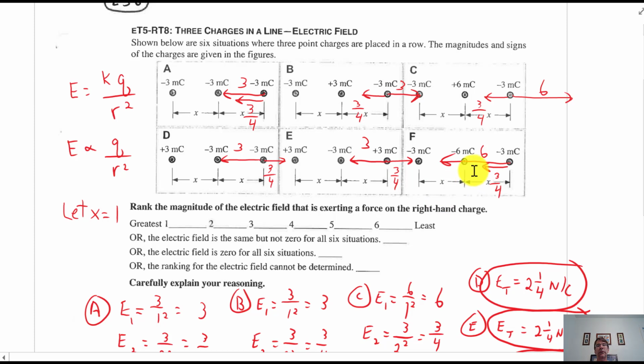Now the 6, it's just like C except you reverse the direction of your 6 Newton per Coulomb field because it's got to be towards the -6. So that big 6 right there is because the field will be towards this -6. And it's also towards the -3. That's where the 3/4 is. So there the net field is 6 3/4.